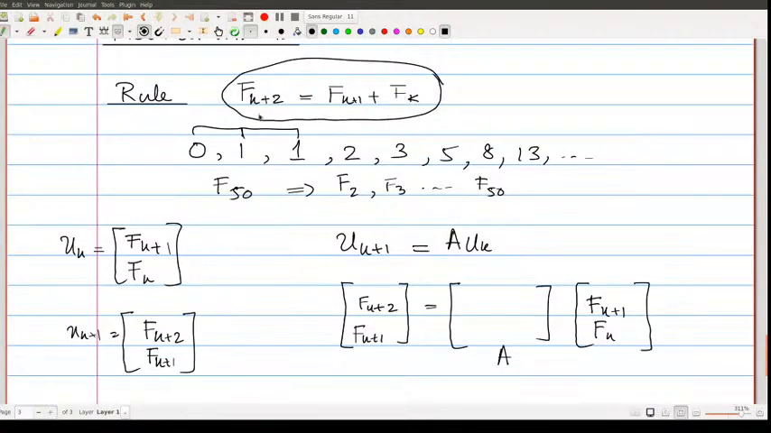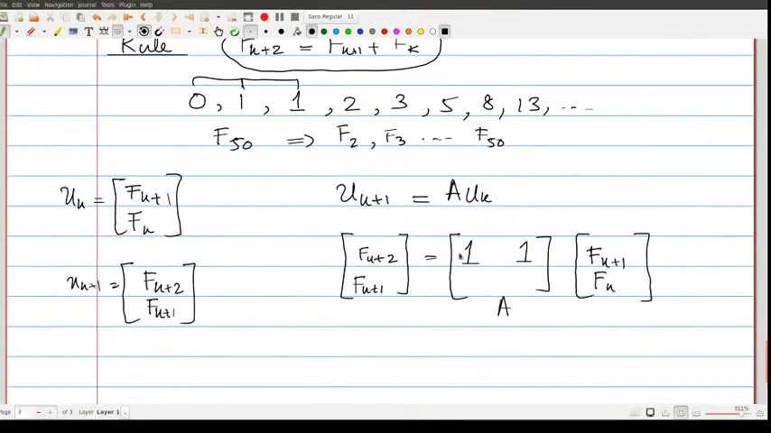I want this rule: F_{k+2} = F_{k+1} + F_k. I have these two numbers, which means for the first row, if you think about it in terms of taking linear combinations of the row, I want 1 times the first entry and 1 times the second entry. So this first row is going to say F_{k+2} equals 1 times F_{k+1} plus 1 times F_k.